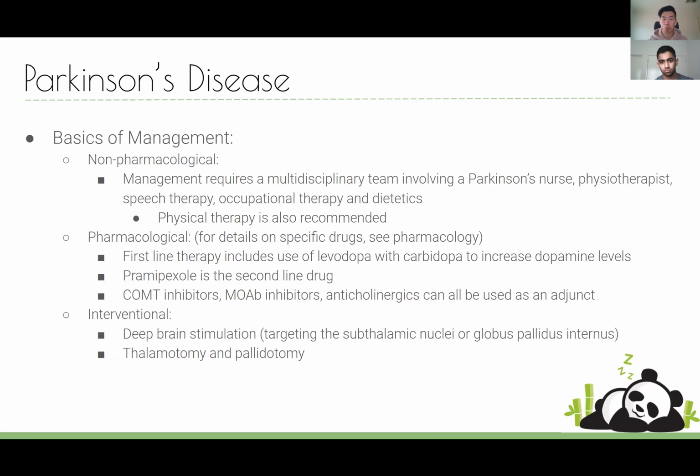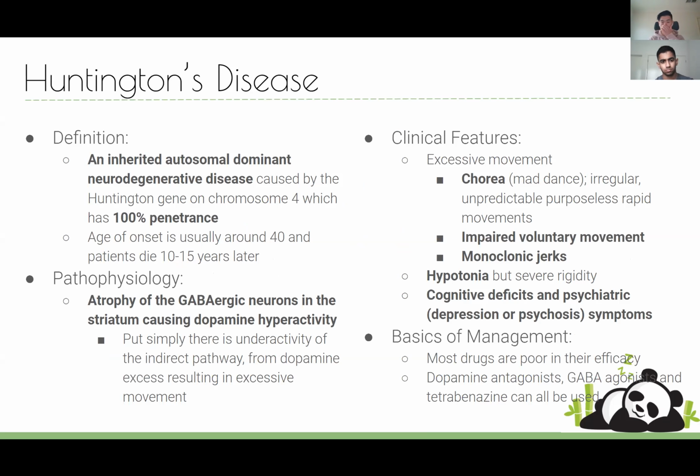Huntington's disease, however, is the complete opposite. This is an inherited autosomal dominant neurodegenerative disease with 100% penetrance, meaning that every single parent who has Huntington's disease will be guaranteed to pass it on to their children.